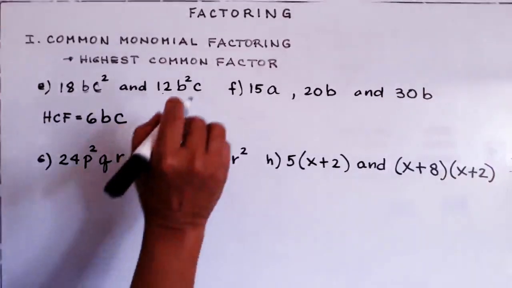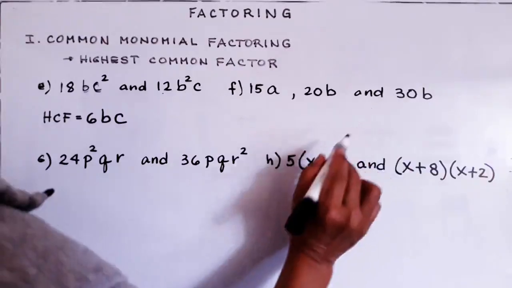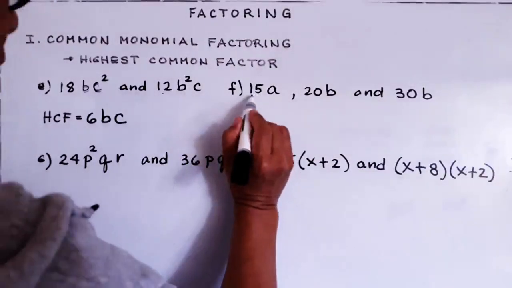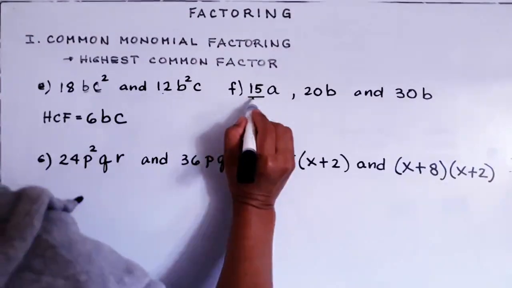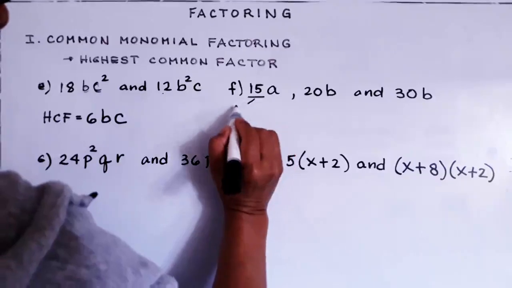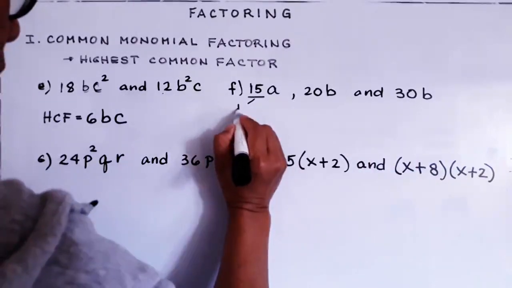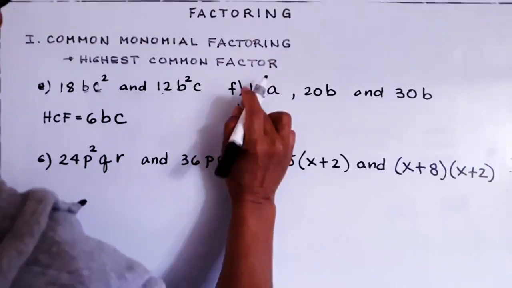Okay, letter F. We have 15, 20, and 30. We choose the smallest. And that is 15. Let us factor 15. 1, I'm not going to write anymore the 1. 1 times 15 is 15. And this one here, 15.